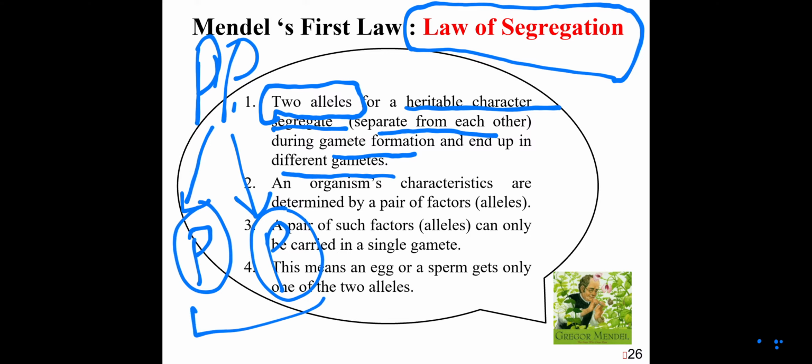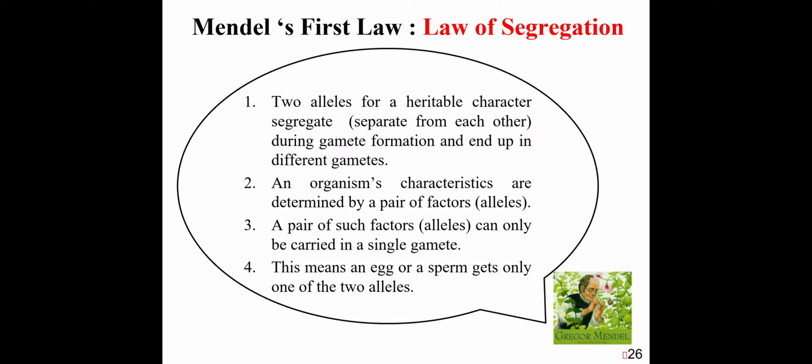So you already understand this. So you understand this based on the genetic diagram. An organism's characteristics are determined by a pair of factors or alleles. So setiap satu individu akan dipengaruhi oleh kombinasi dua allele. A pair of such factors, alleles, can only be carried in a single gamete. Satu gamete hanya boleh untuk monohybrid dia hanya boleh mengandungi satu huruf atau satu allele sahaja. So this means an egg or sperm gets only one of the two alleles.